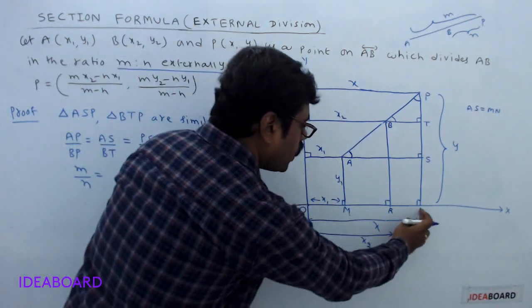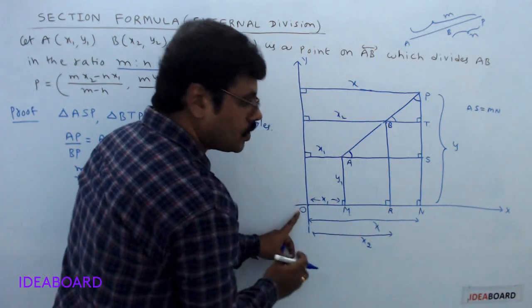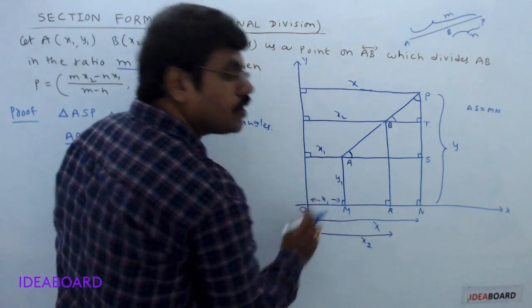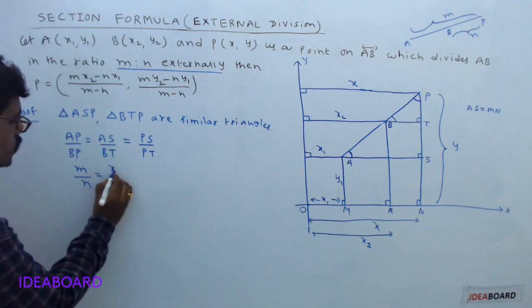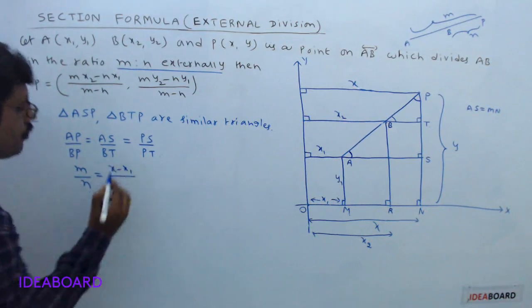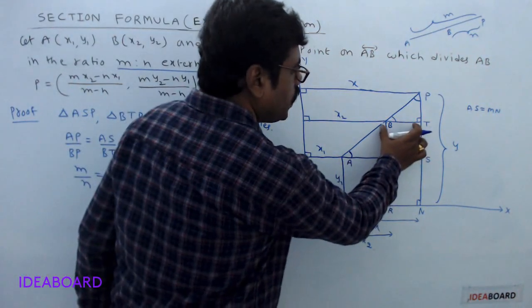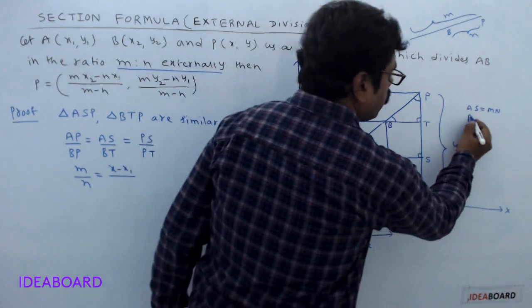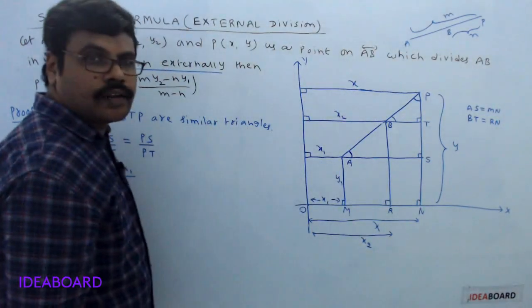What is the value of ON? ON is x. OM is x1. So this value is nothing but x minus x1. So in place of AS, you can write it as x minus x1 divided by BT. What is the value of BT? Now this is BT. BT is the same as RN.